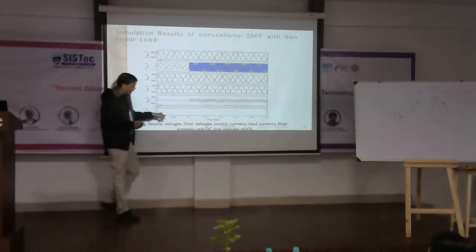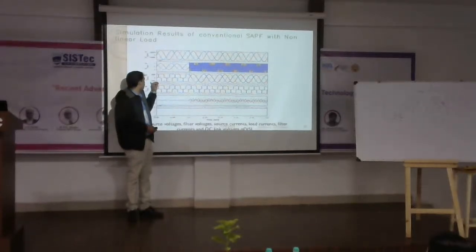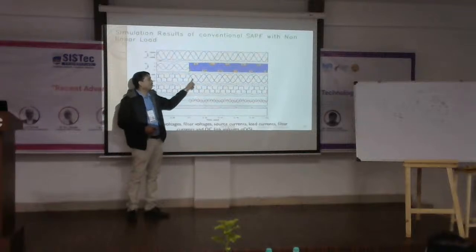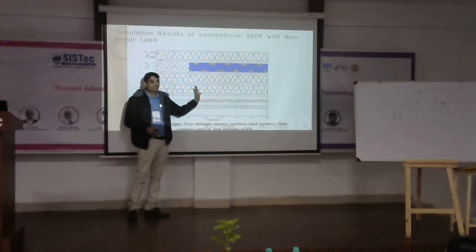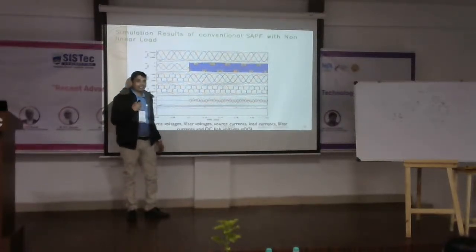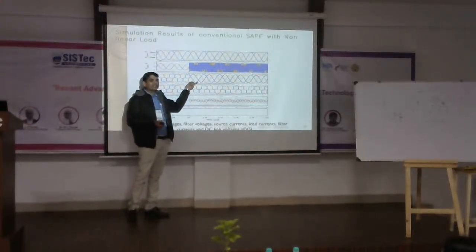So you can see when the filter activates at 0.1, your source current will be sinusoidal, and your load current is as usual. So when you install the filter or activate the filter, your source current becomes sinusoidal.